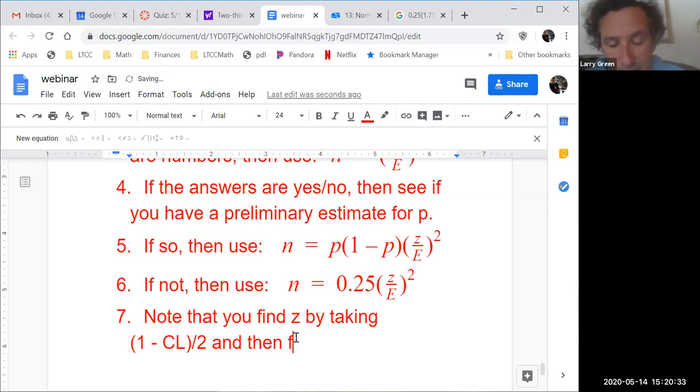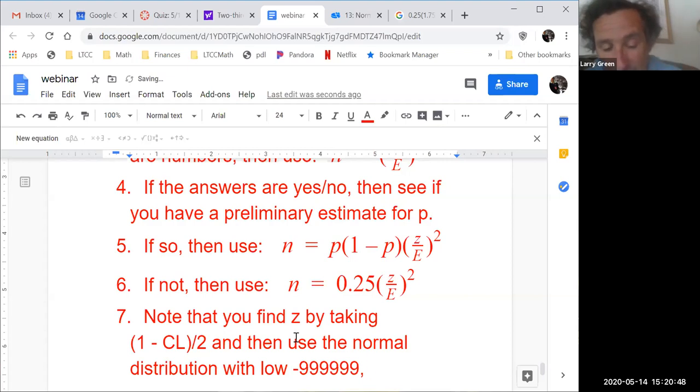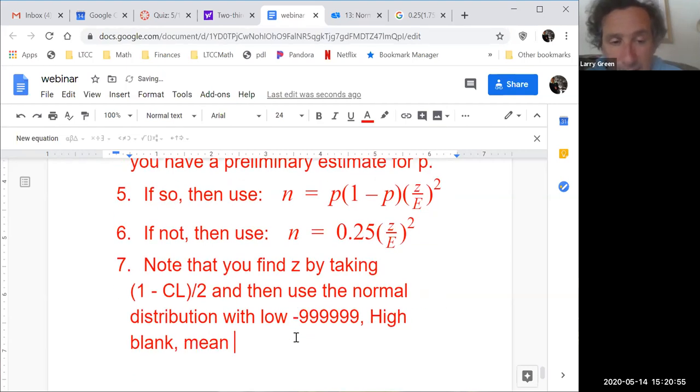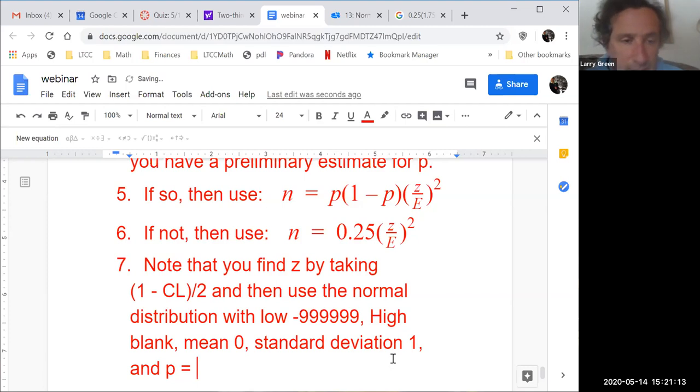And then use the normal distribution with low -99999, high blank, mean 0, and standard deviation 1. And I guess I should say, and P is the 1 minus the confidence level, as a decimal, by the way, divided by 2.